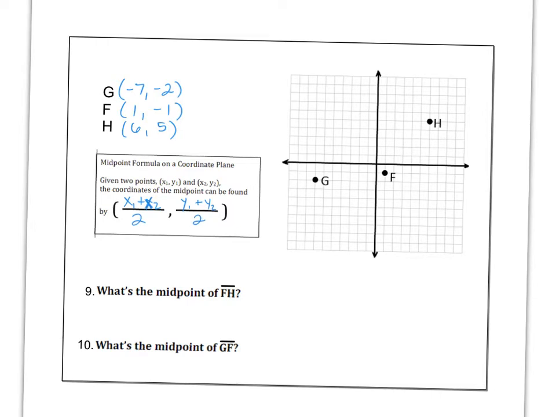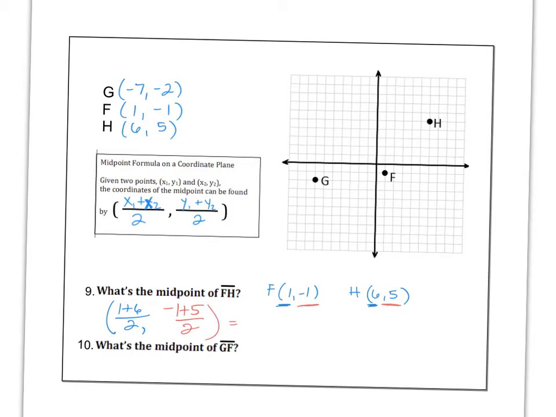Let's try number 9. What's the midpoint of FH? Well, the coordinate at F is 1, -1. The coordinate at H is 6, 5. So to find the midpoint, I'm going to take the x's, which are the 1 and the 6. I'm going to add them together, divide by 2. And then I'm also going to take the y's, which are the -1 and the 5. And I'm going to add them together and divide by 2.